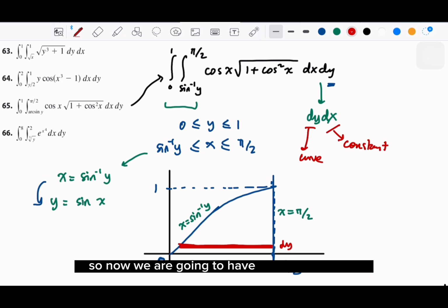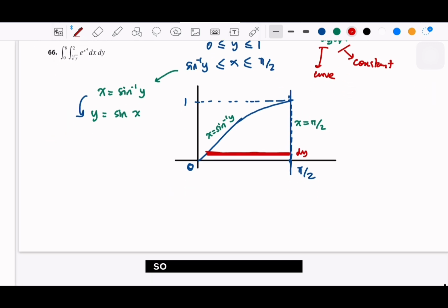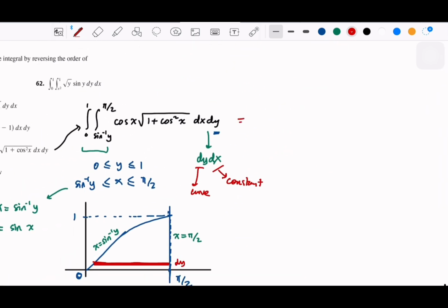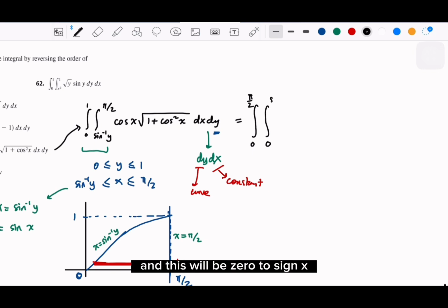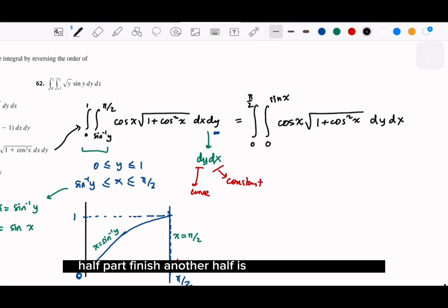So now we are going to have this become sine x. And what is the other y? This one, right? Okay. So this could be equal to zero pi over two. And this will be 0 to sine x, and then cos x. Okay. So half part finished. Another half is compute the integral.